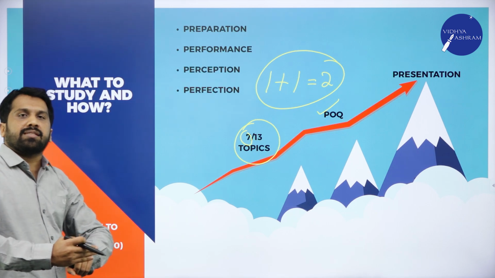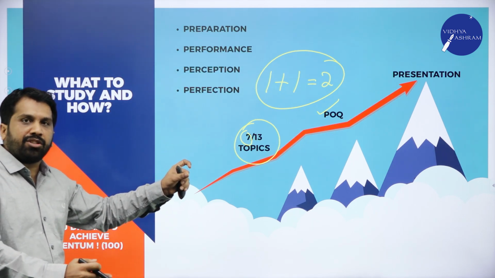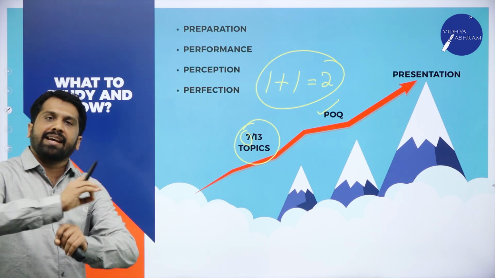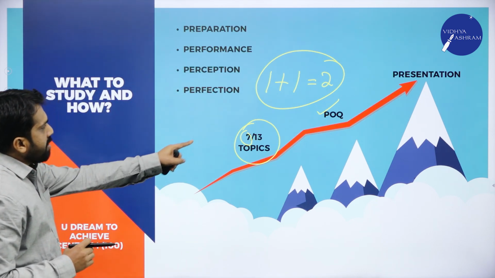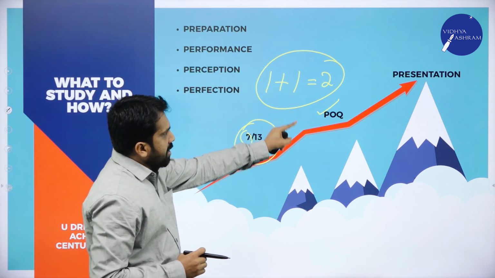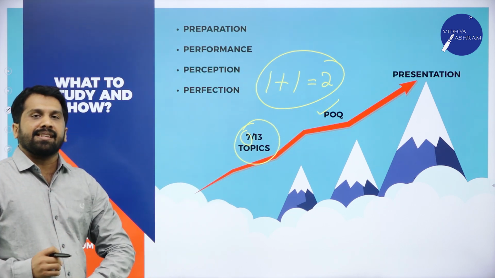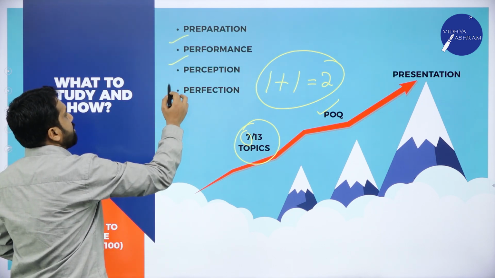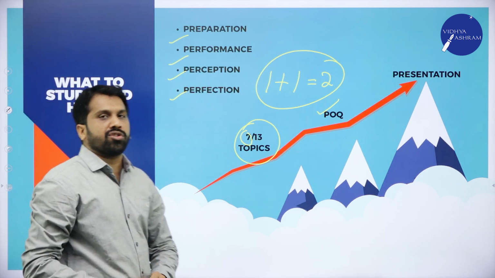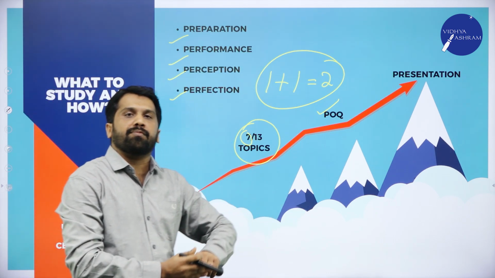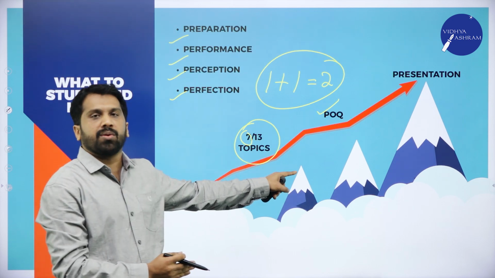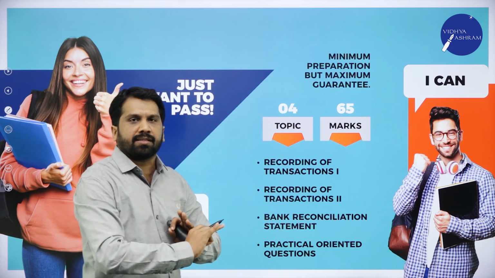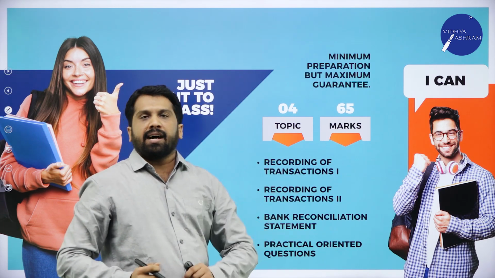While doing each topic, I'll go with the presentation as well as the concept, so it is easy to write in your examination also. Clear? These three things you have to remember: 7 topics, POQ as well as presentation. Along with this, your preparation, performance, perception and perfection should go simultaneously with your goal. Clear? Next one. I don't want centum, I just want to pass. I just want to pass in accountancy.